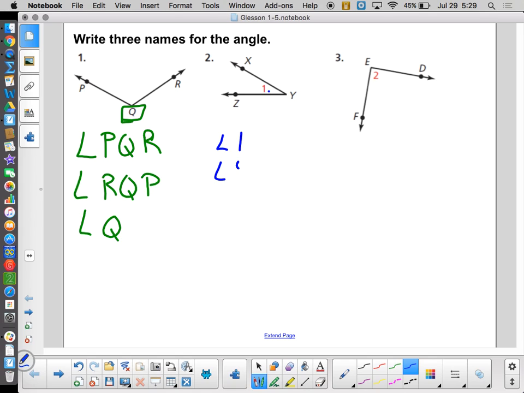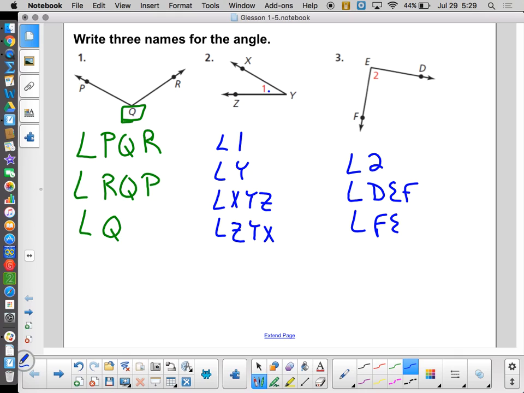I could also call that angle Y, or angle XYZ, or angle ZYX. Those would all be legitimate names for that angle. For number 3 here, I could call that angle 2, or angle DEF, angle FED, or angle E. So naming an angle properly is pretty important. If I want to talk about the name of an angle, that's how I do it.